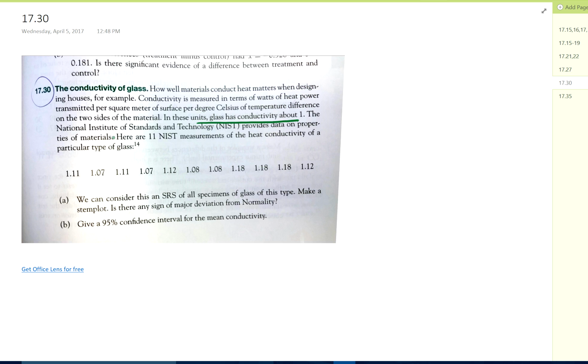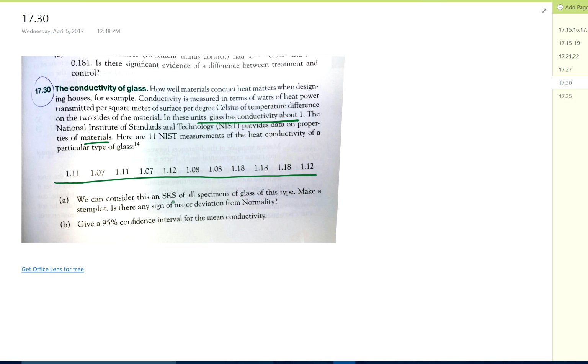The National Institute provides data on properties of metals. Here are 11 measurements of heat conductivity of a particular type of glass. Oh, properties of materials, not metals, sorry. Okay, so here's a sample of different measurements of different types of glass. We can consider this a simple random sample of all specimens of glass of this type.